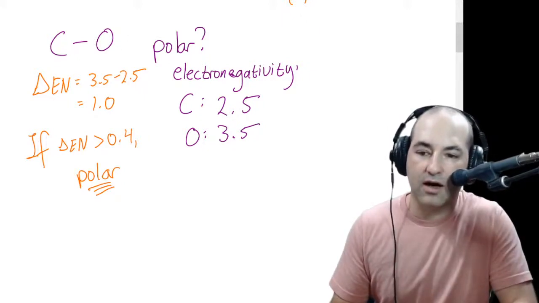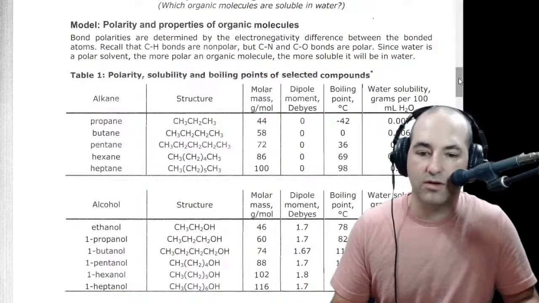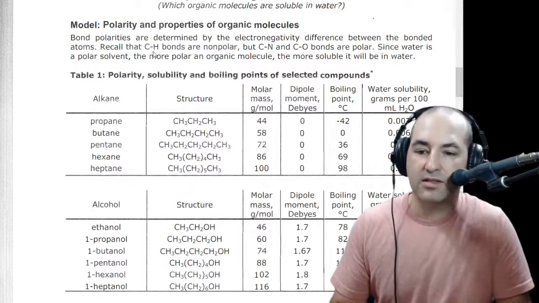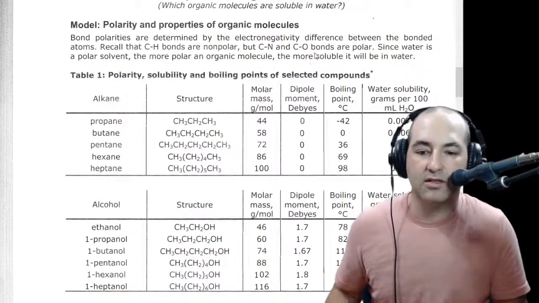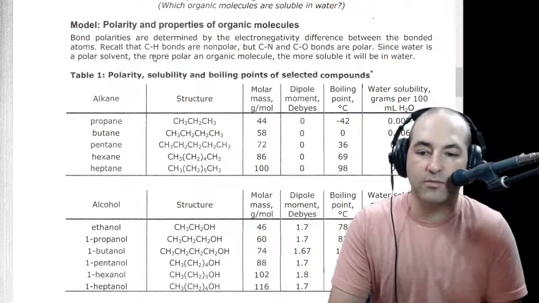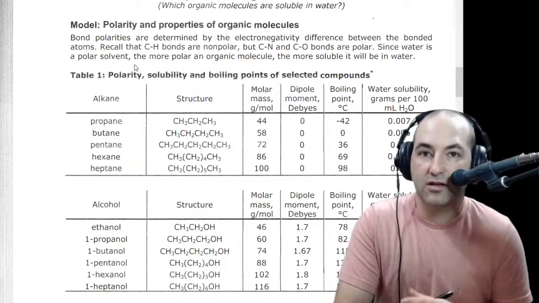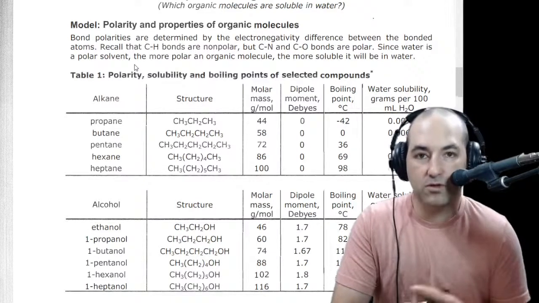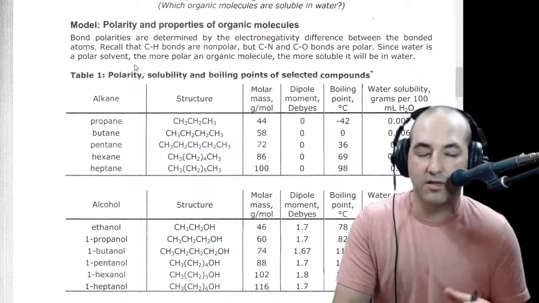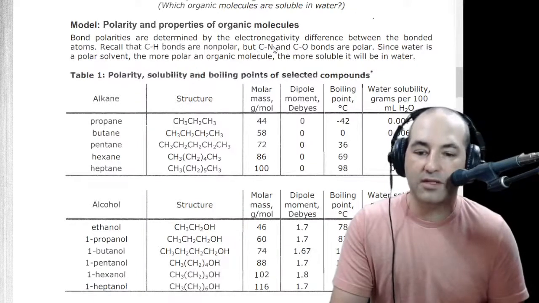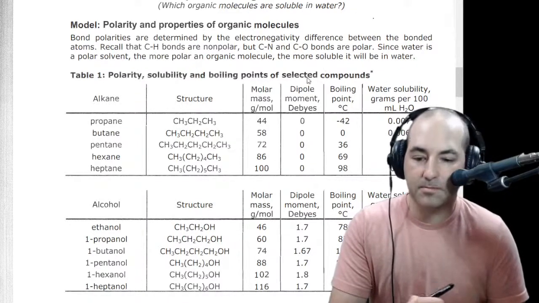And so that's what's going on in this first section here, where it sort of assumes that you already knew that. CH bonds are nonpolar, but CN and CO bonds are polar. And that comes from that electronegativity. CH, the difference between C and H in electronegativity is about 0.4. So it's right on that nonpolar polar line, but it's considered nonpolar. And then CN and CO bonds are polar.